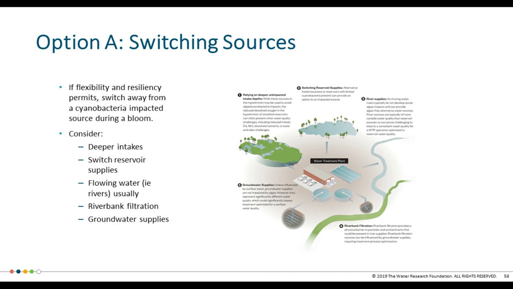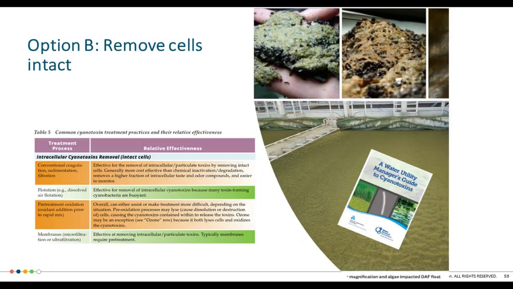We wanted to make sure that we took a shot at explaining what switching sources meant. So there's some information here on different effective means of moving sources, everything from changing intakes in an impacted source to moving to different reservoir supplies or river supplies, or things like groundwater where it's available, or riverbank filtration.